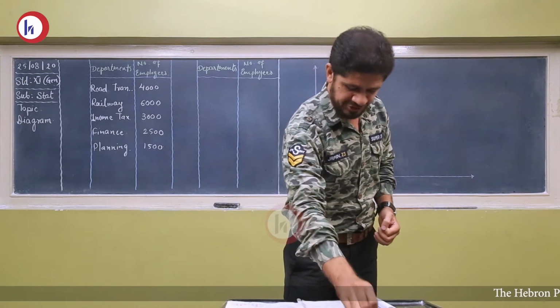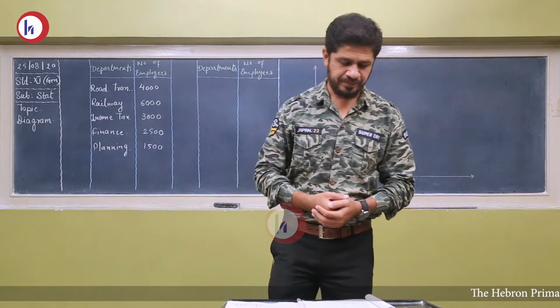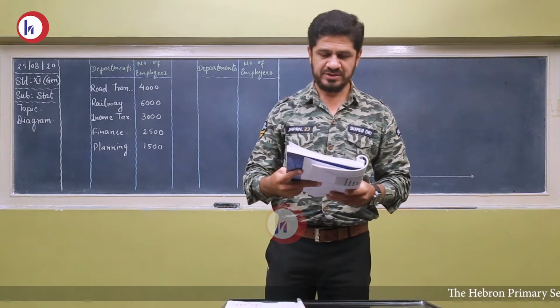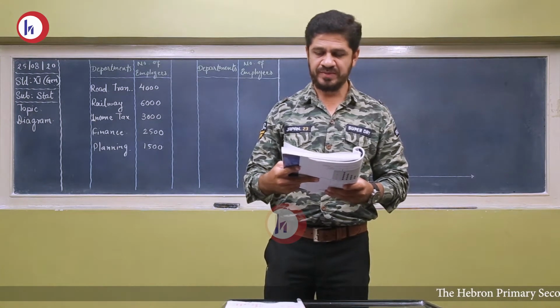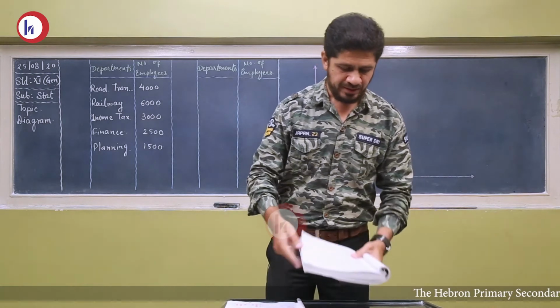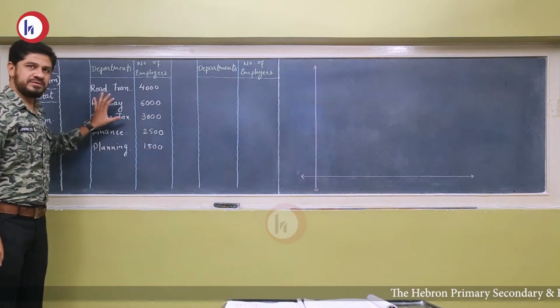So open page number 55, exercise number 2.3, question number 1. Following is the data on the number of employees working in various government departments. Present it with a suitable diagram.